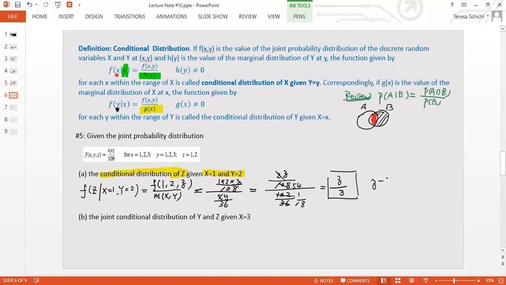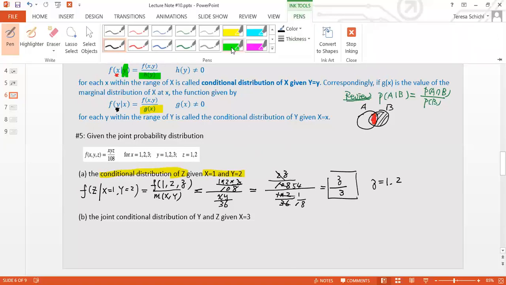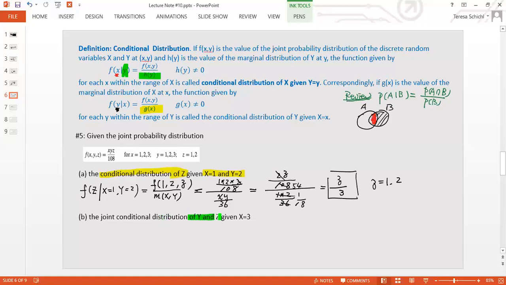Of course, the domain, don't forget the domain. So this is the conditional distribution of z, given that x equals 1, y equals 2. So it's not too bad. Okay, so now let's take a look here. Now the next one is I'm going to find the conditional distribution of y and z, given that x equals 3. Okay, let's take a look.